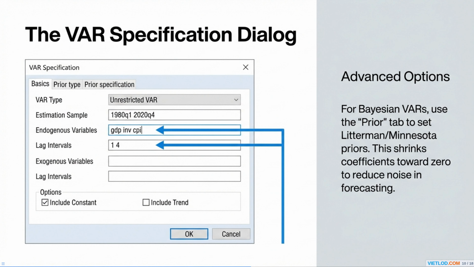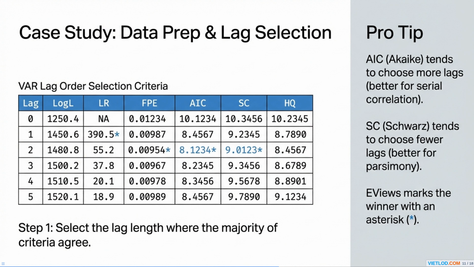On the right, under Advanced Options, you see instructions for Bayesian VARs. If you are using a Bayesian VAR, you would navigate to the Prior tab to set Litterman or Minnesota priors. These priors help to shrink coefficients toward 0, which effectively reduces noise and can improve forecasting accuracy, especially with many variables.